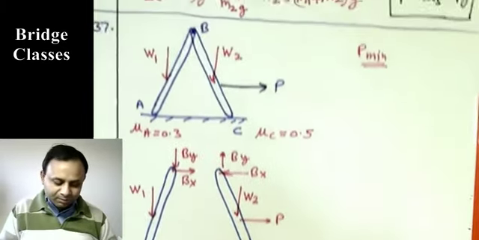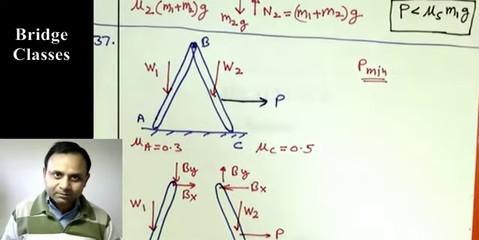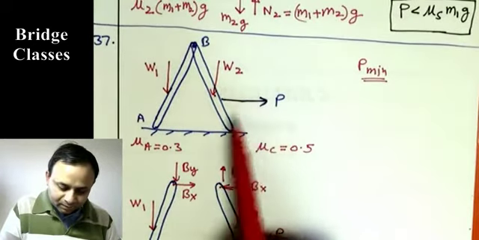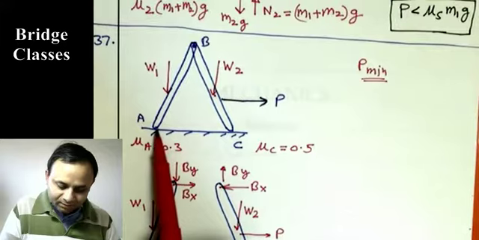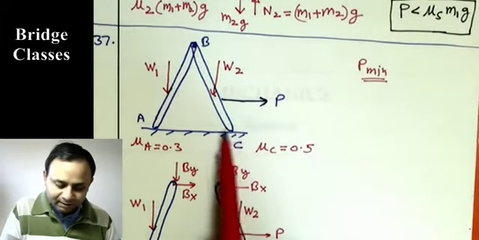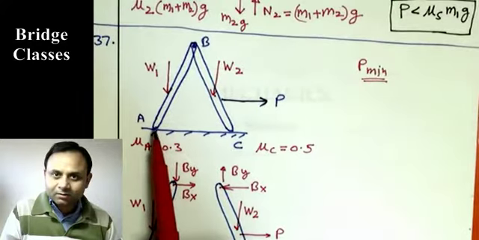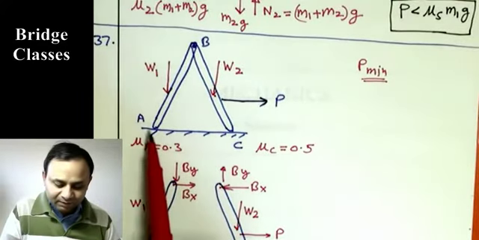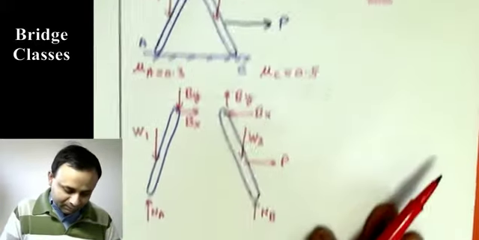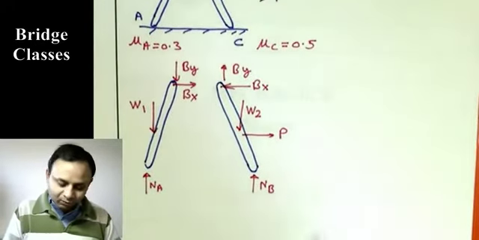And actually in the problem there are different scenarios. One scenario is because of this force P, there is slipping at A but no slipping at C, or there could be slipping at C and no slipping at A, or just a limiting case will be when there is slipping at both of these points. So there are different scenarios and we'll have to evaluate them.